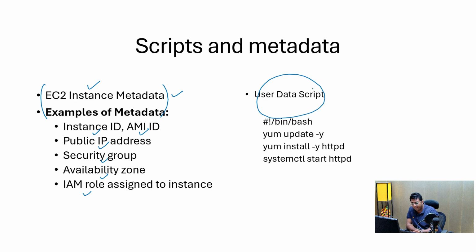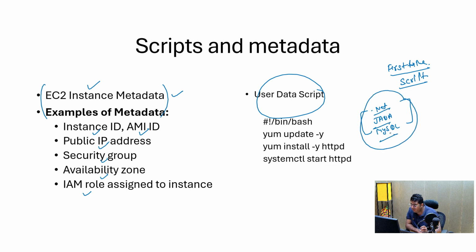Then comes user data. What is user data? User data is a script that you can execute when your EC2 instance is going to initialize for the first time. For example, I want to create one EC2 instance, and the moment it is created, I want to install .NET, Java, and MySQL on top of this machine. So instead of doing it manually, I will write one script with the code for .NET, Java, and MySQL, and those scripts will be executed the moment my machine is up and running. The first thing, these softwares will be installed.